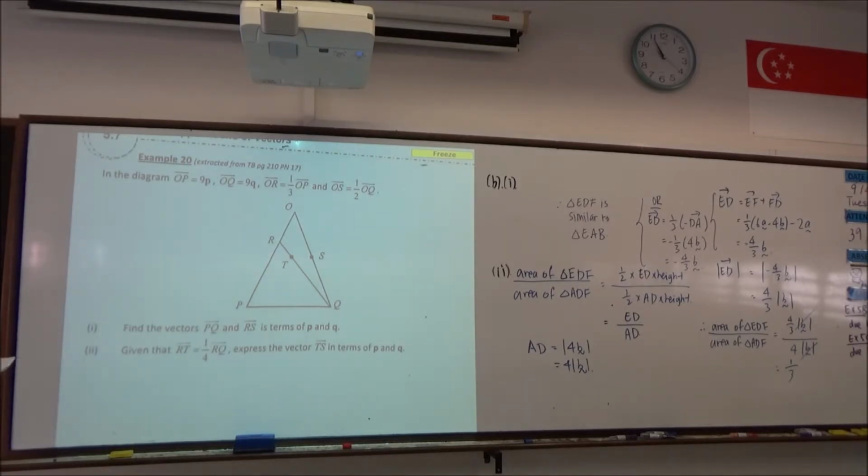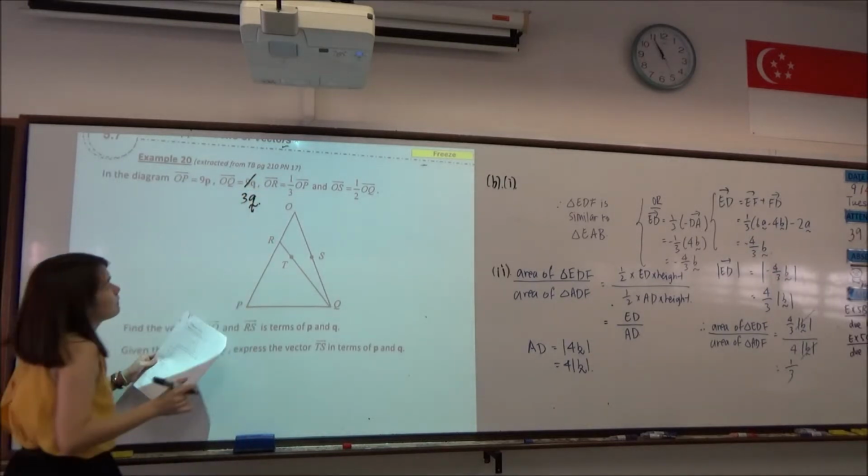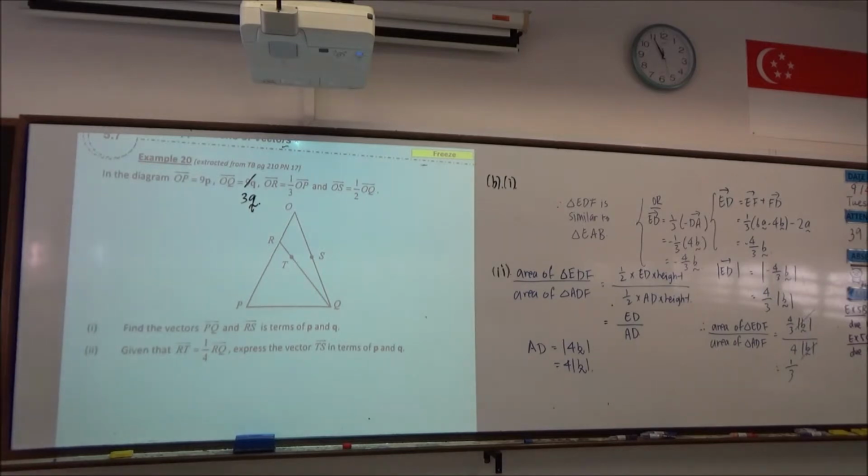For question, example 20, I'd like you to make an amendment. I made a typo over here. It should be 3Q rather than 9Q.